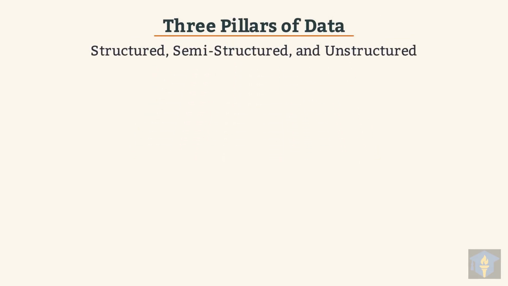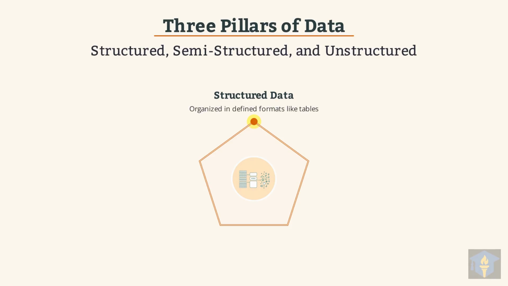These are categorized as structured, semi-structured, and unstructured data, each with unique characteristics. First, we have structured data, which is highly organized and easy to manage effectively. This type of data is typically found in defined formats, such as rows and columns in tables.